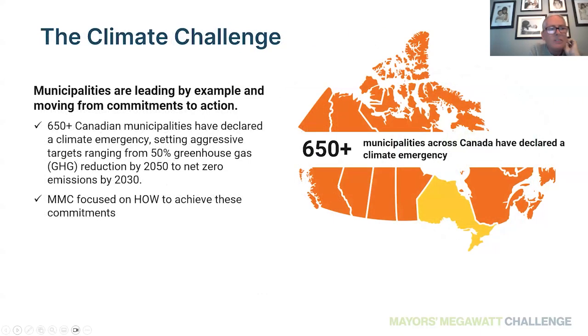Next slide. Just to remind everybody, the climate challenge is not going away. The municipalities are really leading by example with the climate challenge, setting very aggressive targets, ranging from 50% greenhouse gas reductions by 2050 to net zero emissions by 2030. The Mayor's Megawatt Challenge really came together focusing on how to achieve these commitments. But now the focus is really going on showing progress towards these targets. Are we making progress towards the targets? I'm really focused on showing results at this point.